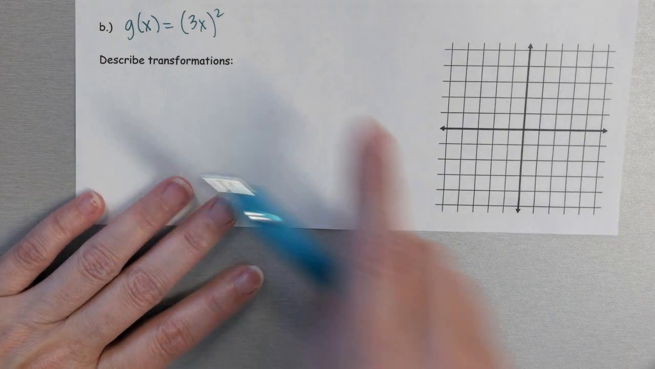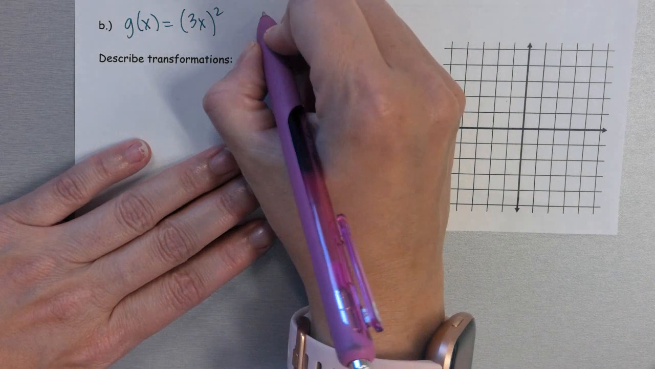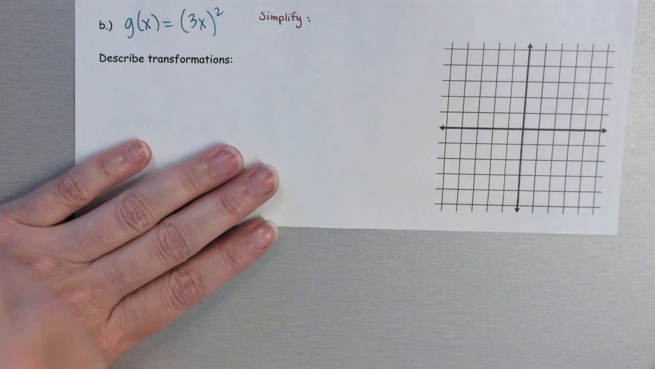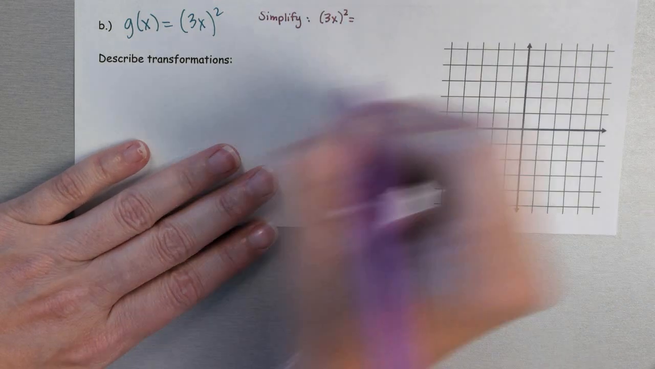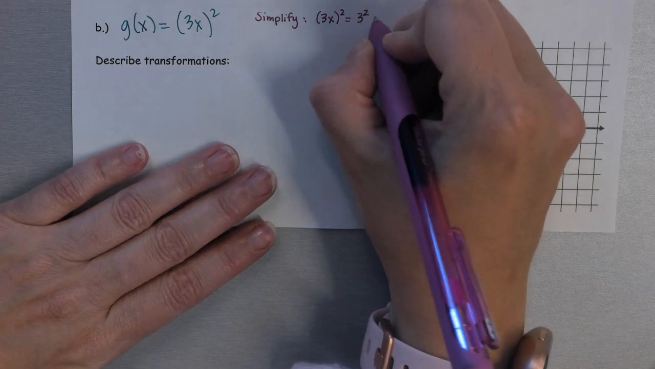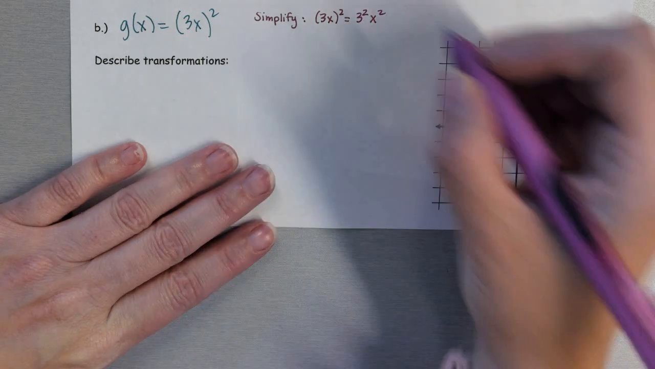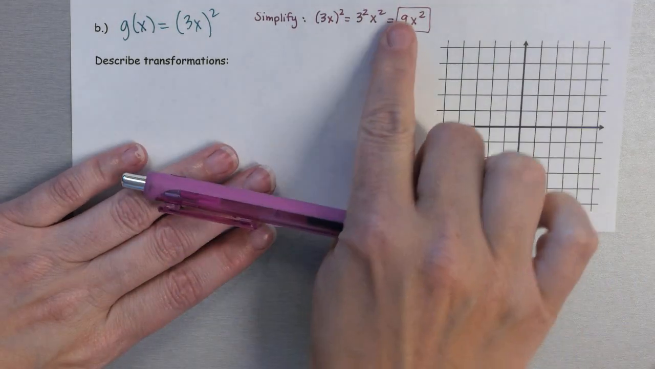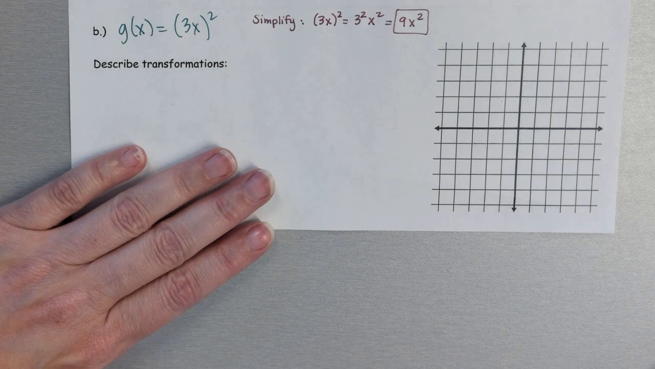Now this is not in its simplest form. So if it's not in the simplest form, we are going to simplify. We just have to remember our exponent rules. So if you have 3x squared, that power of 2 gets applied to the 3 and the x. And then we know 3 squared is what? 9. So this is 9x squared. Okay, so this is the simplest form of g of x.